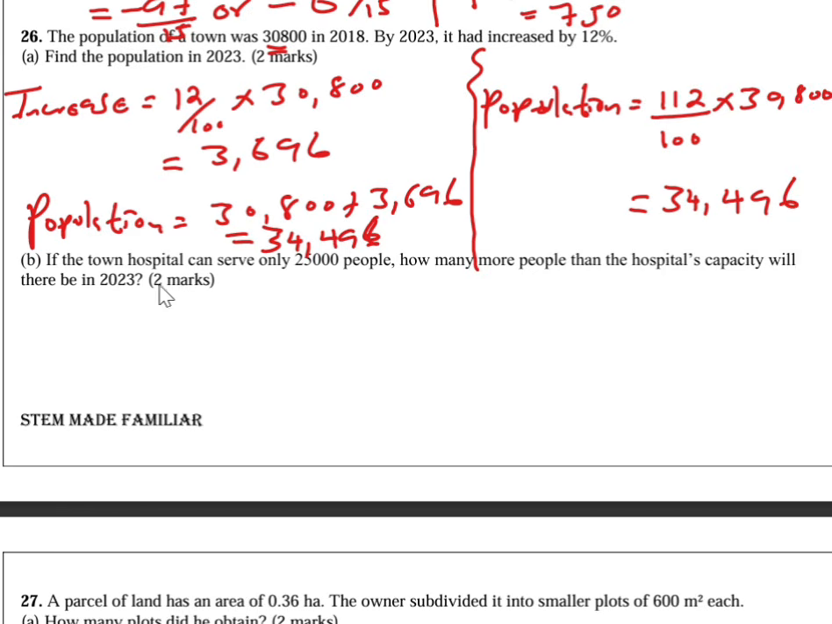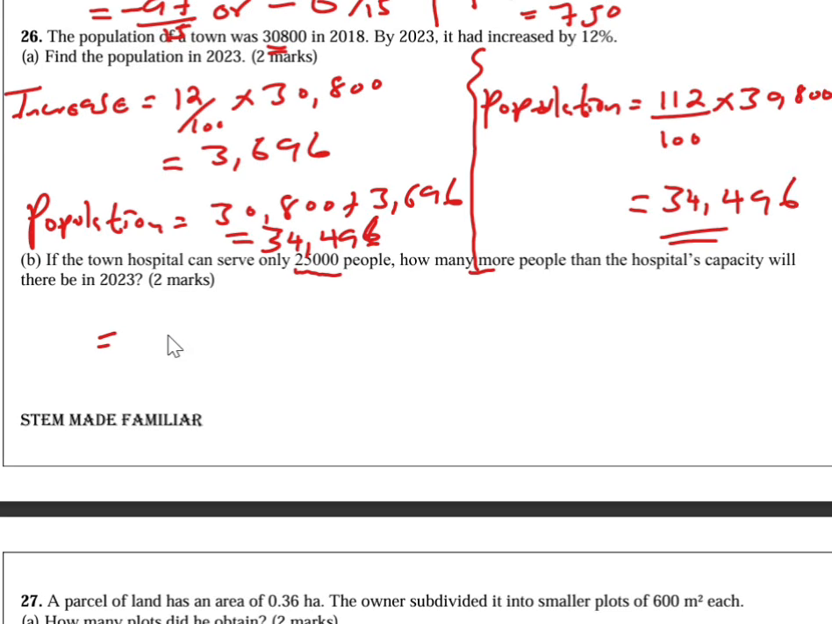If the town hospital can serve only 25,000 people, so hospitali za huko only accommodate 25,000 people, how many more people than the hospital's capacity will be there in 2023? Remember, now we have a population of 34,496 and our hospitals can only serve 25,000 people. So how wengine ni wangapi? That is what the question is asking. You need to interpret the question. So how many more? More is the difference between the two.